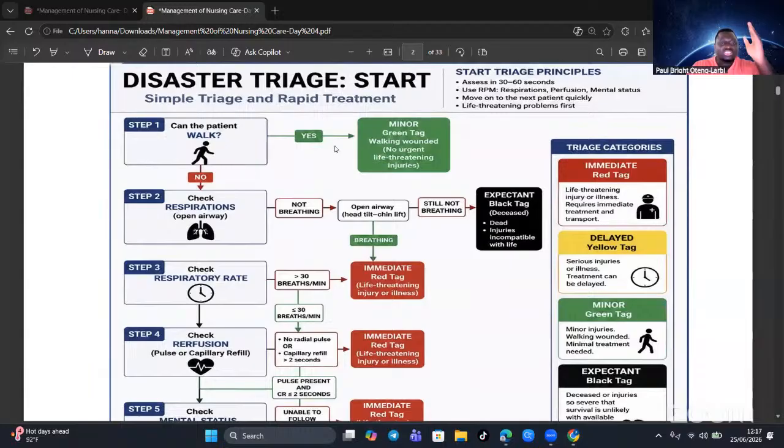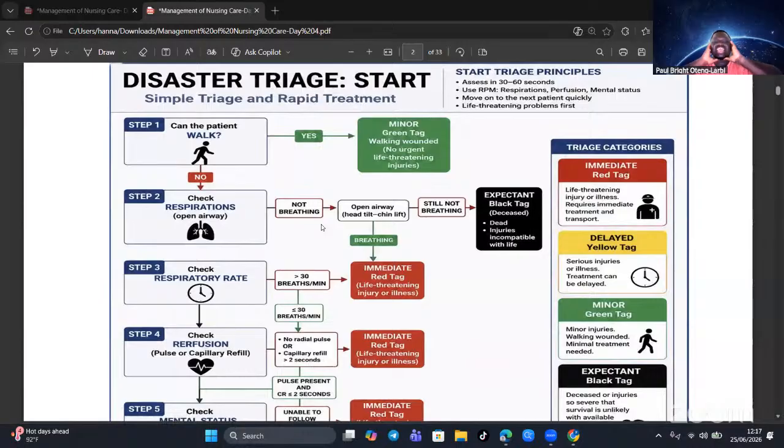Okay, so I come to you. Can the patient walk? Yes, green. Okay, move on. Whether the car has broken your bone or whatever, if you are walking, your hand is broken, you are walking. So whatever complaint, once you are walking, green. Is the patient walking? No. Okay, let's use the RPM. Is he breathing? Yes, move on.